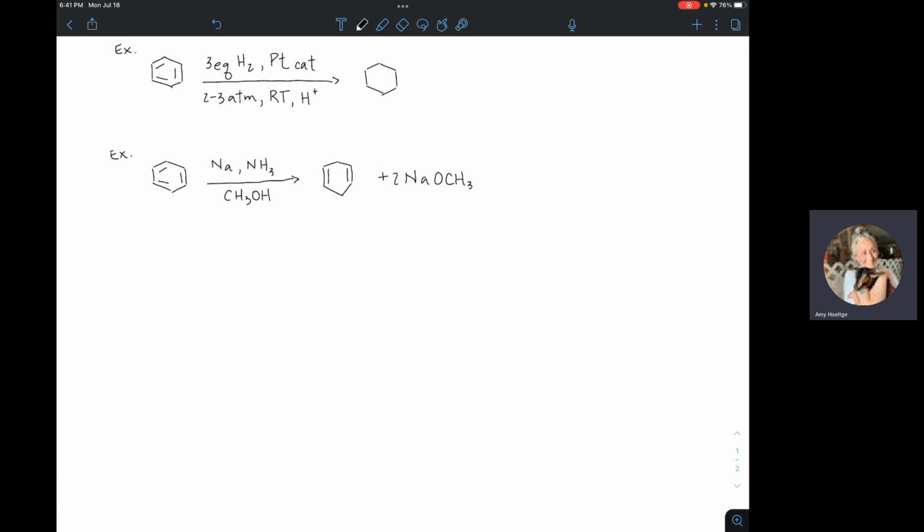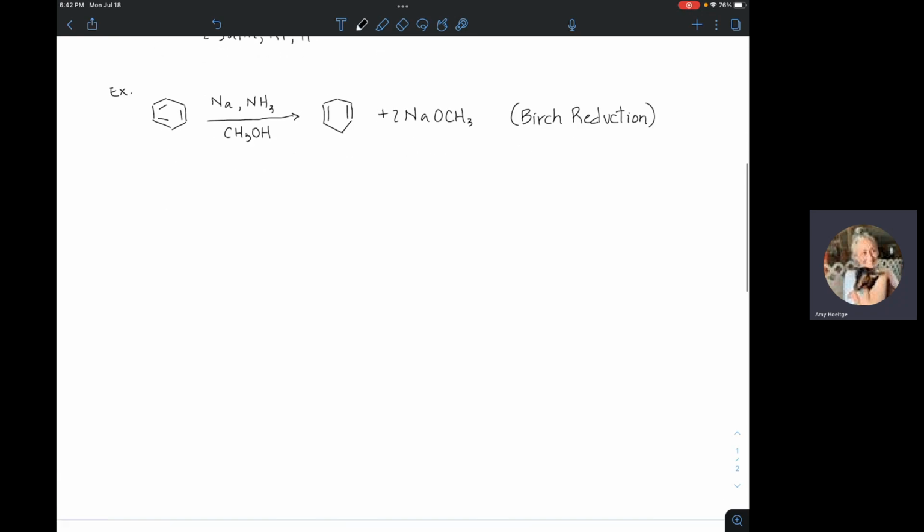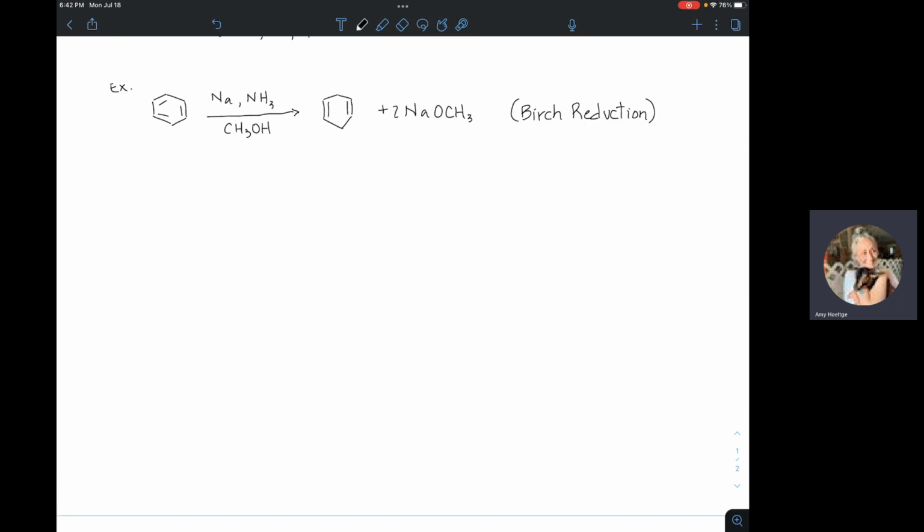So how does that happen? And so this right here is a named reaction. In organic chemistry, we're loaded with those. This is the Birch reduction. People will name things after themselves if they come up with the reaction. Sometimes the reaction is just simply named after the compounds involved or what you get as a result or whatever.